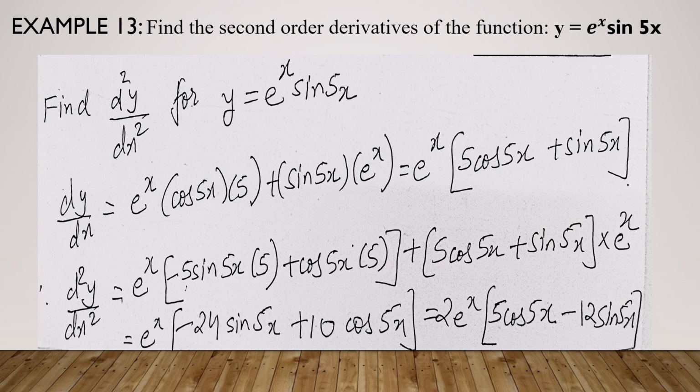So this was the derivative of the whole bracket, plus now keep the bracket as it is and take the derivative of e raised to x, which is same as e raised to x. On simplification you will get e raised to x (minus 24 sine 5x plus 10 cos 5x), take 2 common. So d square y by dx square is 2 e raised to x into bracket (5 cos 5x minus 12 sine 5x).